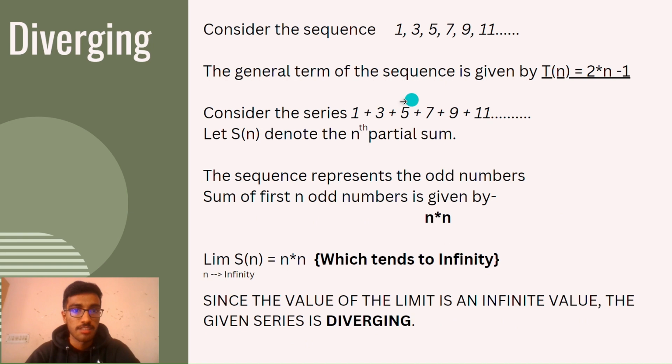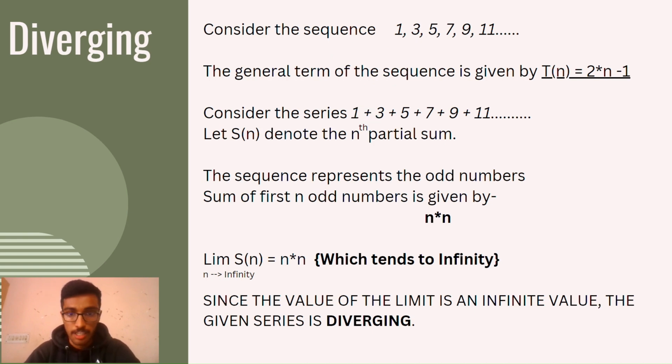Coming to diverging series. Here the first and foremost step is to consider a sequence. So here we have the sequence 1, 3, 5, 7, 9, 11. The next step is to write the general term of the sequence. The general term is given by T of n, which is 2 into n minus 1. We convert the sequence into a series by replacing the commas with the addition operation. So the series is 1 plus 3 plus 5 plus 7 and so on.